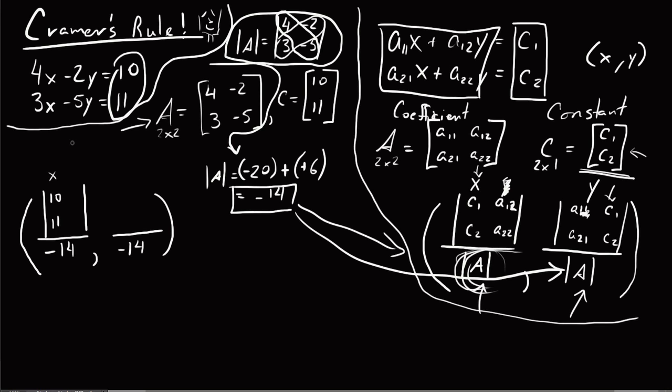We say 10 and 11, and then we just leave everything else the same, -2 and -5 here. Since we're solving for y in this part of our solution, it's still the determinant of the original matrix, but in this instance we're going to insert the constants where the y coefficients used to be, and we're going to leave the original x coefficients alone.